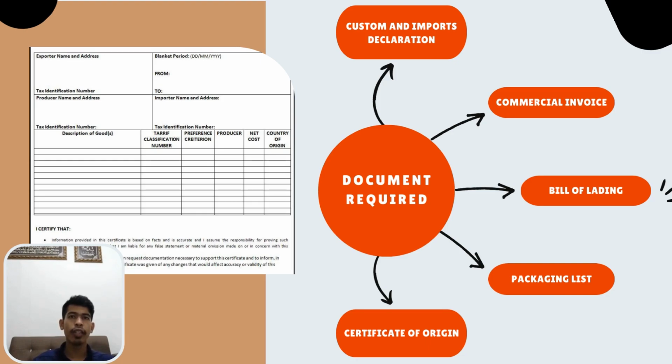The last document is Certificate of Origin. Certificate of origin is required in order to identify in what country the goods originated. It is often prepared by the manufacturer and may need to be certified by a government entity and Chamber of Commerce.